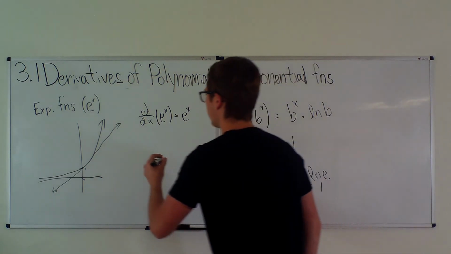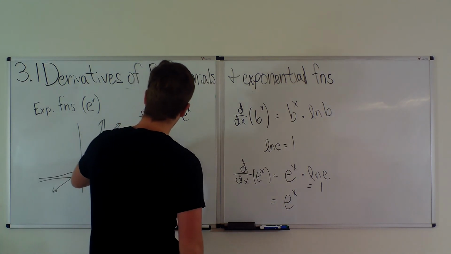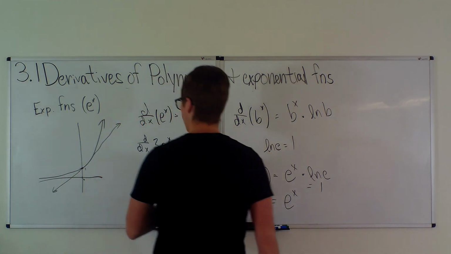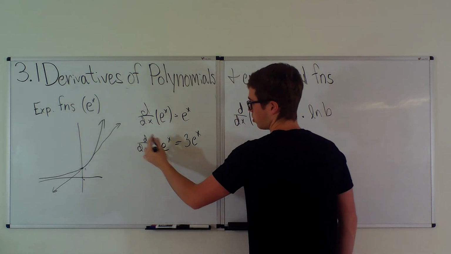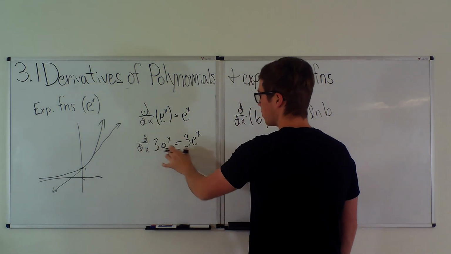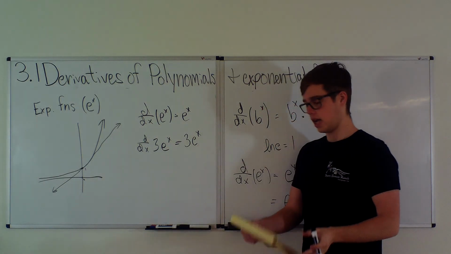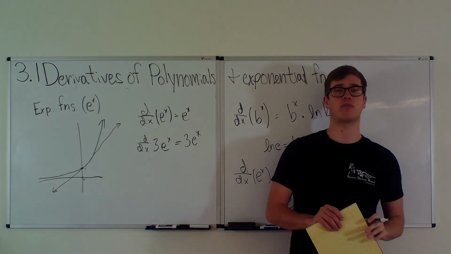But if you had something like d/dx of 3e to the x, that is equal to 3e to the x. Just remember to bring the constant out, do the derivative, and then multiply the constant back in, and you have it. Alright, that's all for the lecture portion of the video.